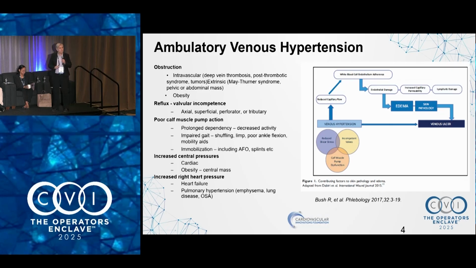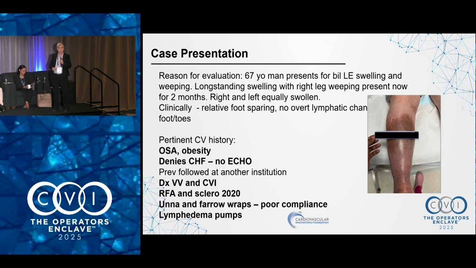So what we're talking about at the end of the day is how we create what we call ambulatory venous hypertension, right? So we have too much venous pressure. You can see on the right-hand or left-hand side of the slide there are a number of different ways we can do that. I'm not going to go through each of these. I want to get to our case a little bit.